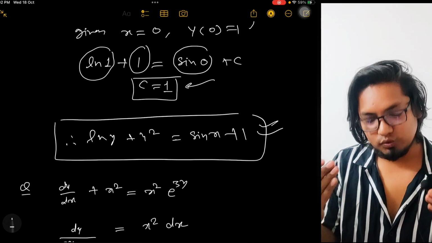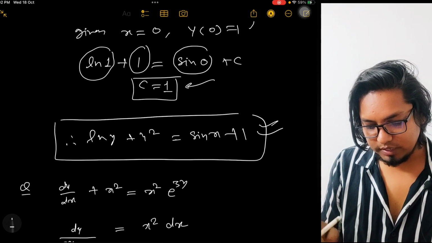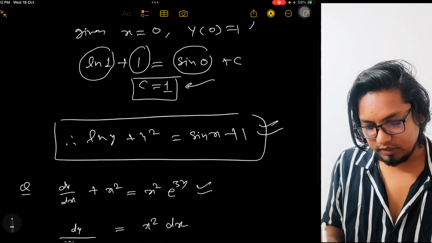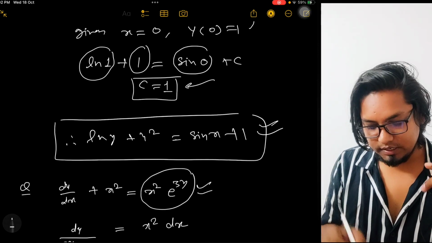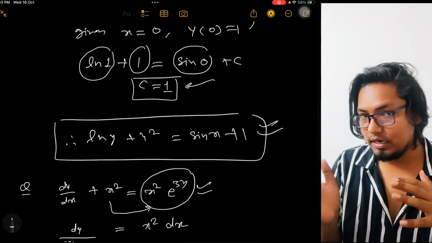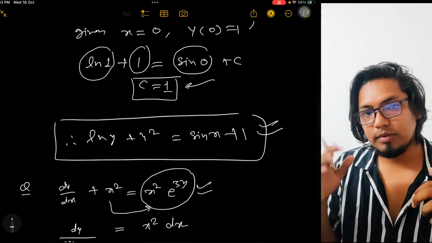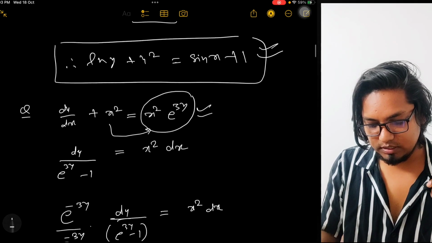Now I have taken one more question: dy by dx equals x square plus x square e power 3y. In this case, you can see x square and 3y are together. So the idea is to bring this x square to the right side and take x square separate. So in the bracket, you'll have the y term and x square separately. Then we can separate the variables.